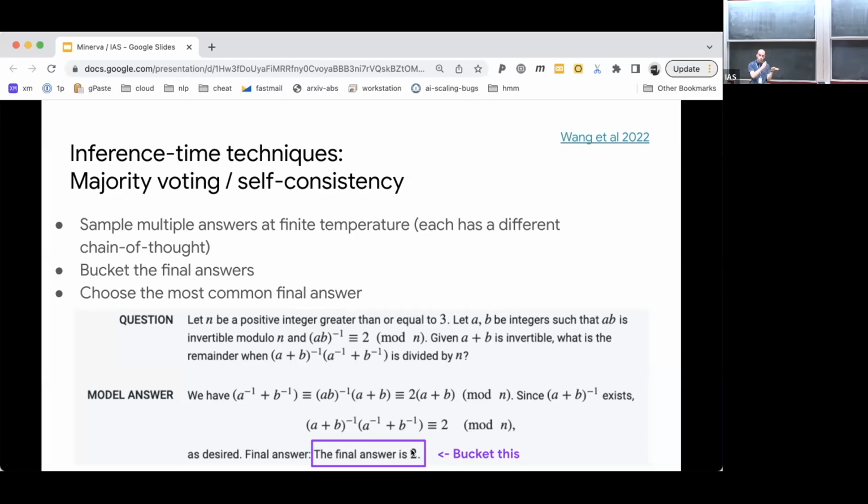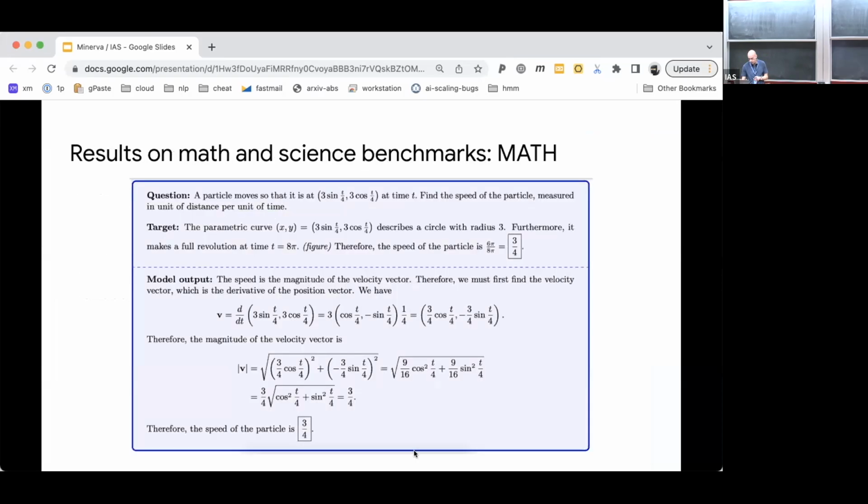We're sampling multiple times, we're seeing a bunch of final answers, and then we're choosing the most frequent one. This boosts performance almost as much as the whole fine-tuning that we did. So for some reason, this helps a lot. And that's it. That's the set of techniques we had.